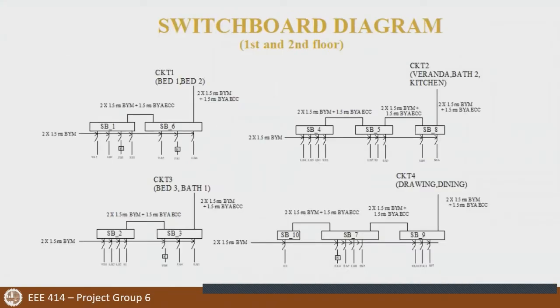This is the switchboard diagram for one unit of the total 4 units in the first and second floor of the building. We have divided this into 10 switchboards and 4 circuit connections. The first circuit is from bedroom 1 and 2. The next one is from the balcony, second bathroom, and kitchen. The third one is from bedroom 3 and bathroom 1. And finally, the last circuit is from the drawing and dining room.